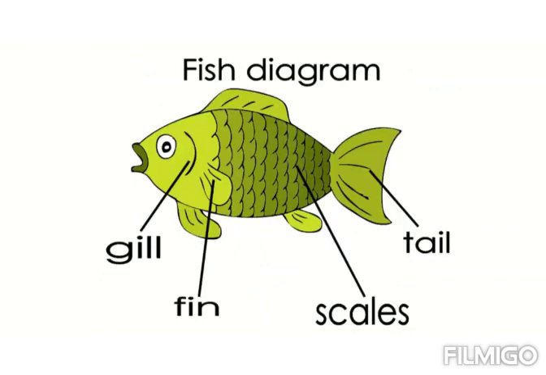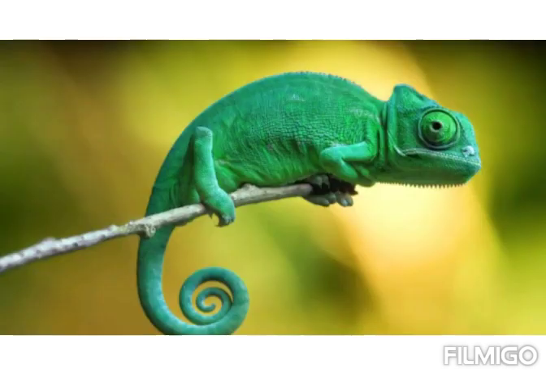Animals that live in water are called as fish. Gills on fish's body help them to breathe in the water. Fin and tail helps them to swim in the water, whereas the scales on the body of a fish helps to protect its skin in the water. You can see the diagram.